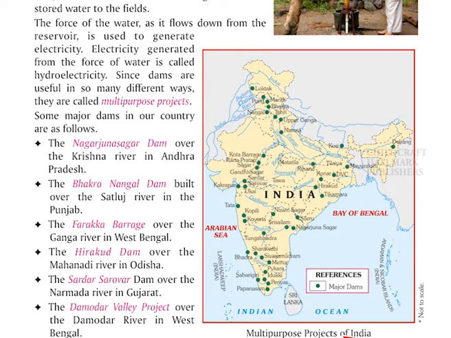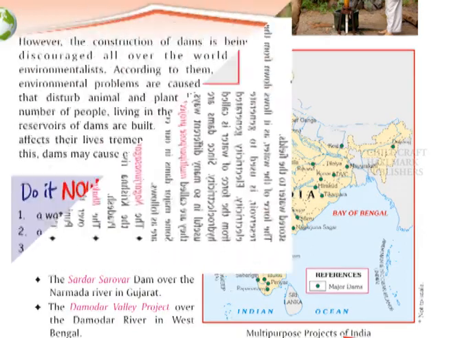The Nagarjunasagar Dam over the Krishna River in Andhra Pradesh. The Bhakra Nangal Dam built over the Sutlej River in Punjab. The Farakka Barrage over the Ganga River in West Bengal. The Hirakud Dam over the Mahanadi River in Odisha. The Sardar Sarovar Dam over the Narmada River in Gujarat. The Damodar Valley project over the Damodar River in West Bengal.